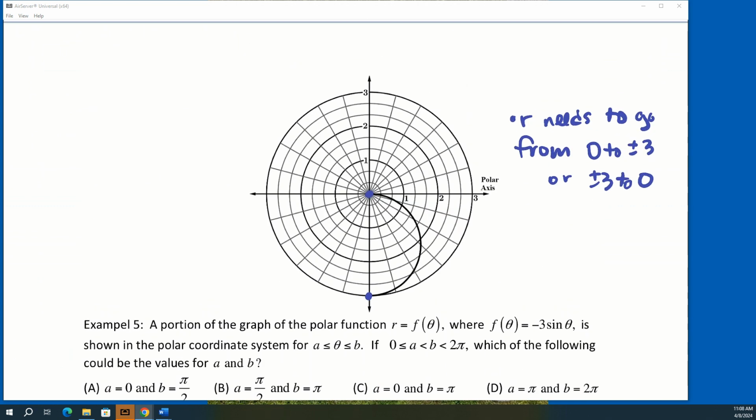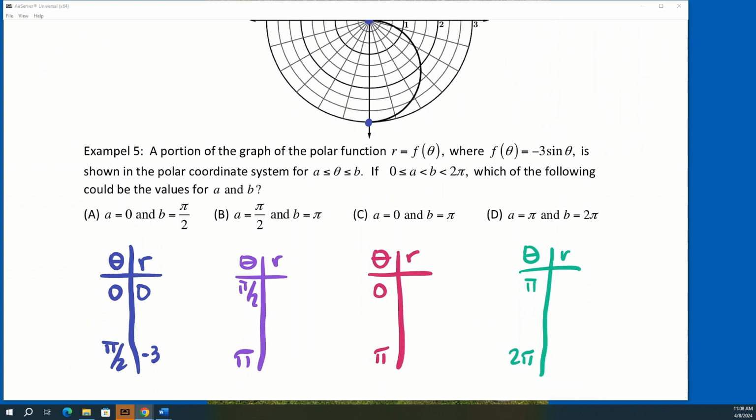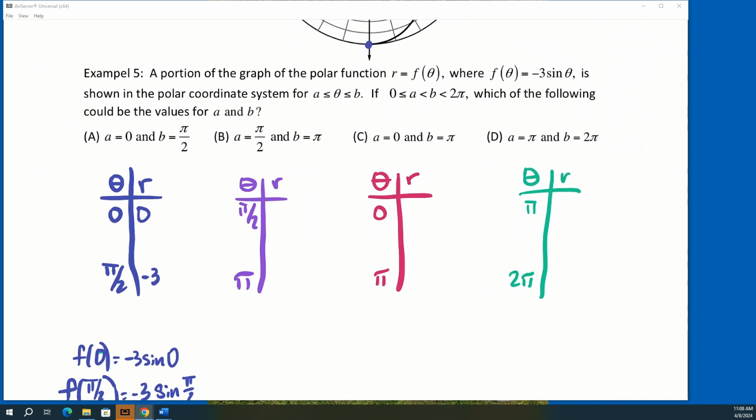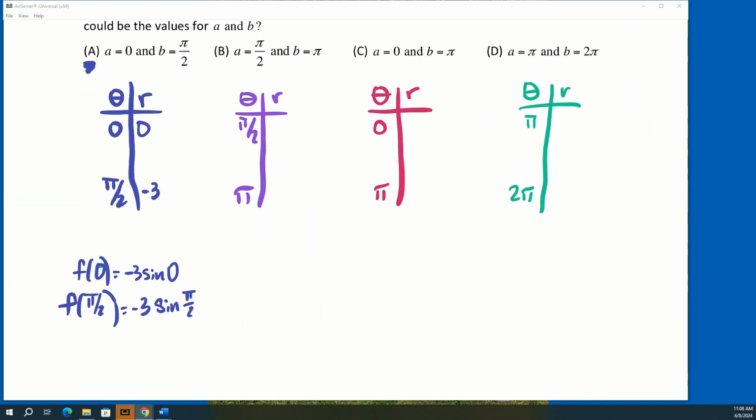So could this be a possible answer for our problem? If your r either changes from 0 to -3 or the other way around, it's a possibility. So A is a possibility. All right, let's check B. We already know that f of pi over 2 is -3, so I don't need to do that again. The sine of pi is 0, so -3 times 0 is 0. So there's another possibility.